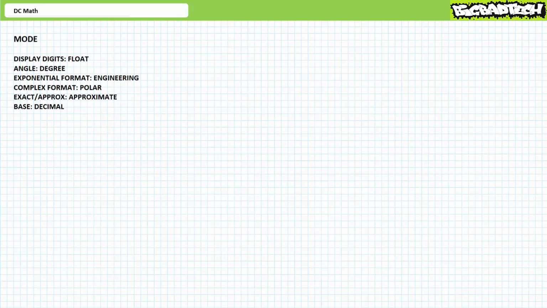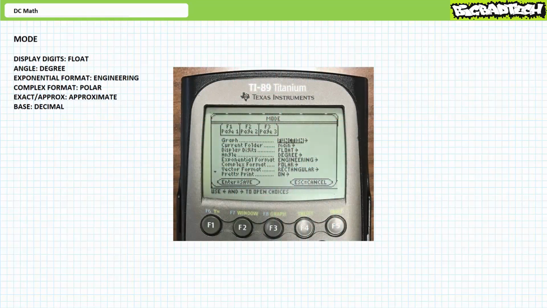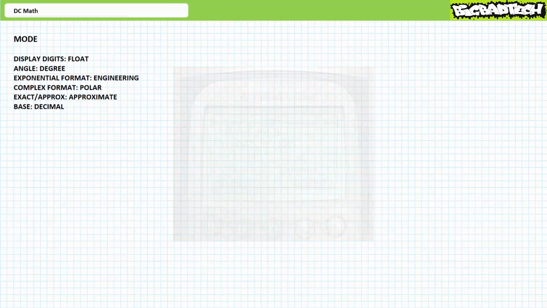If you set up your calculator as requested in the aforementioned lectures, the mode pages should look like this. Page F1: display digits, float; angle, degree; exponential format, engineering; and complex format, polar. Page F2: exact versus approximate should be approximate, and your base should be decimal. Of interest to today's lecture, display digits float enables the calculator to display all relevant decimal places, and a user is free to round to the desired degree of accuracy.